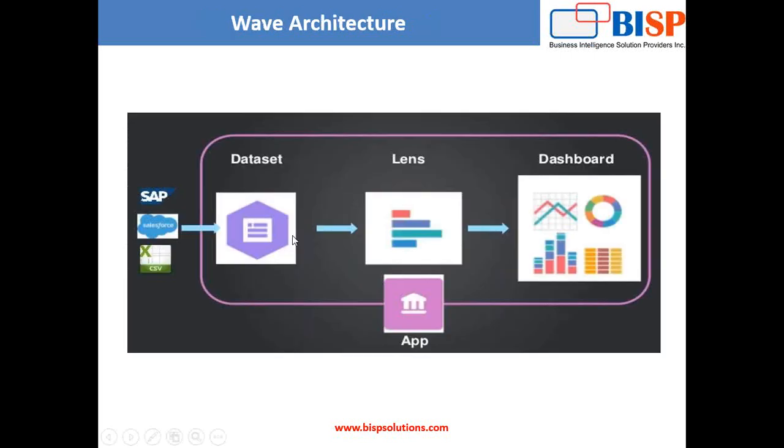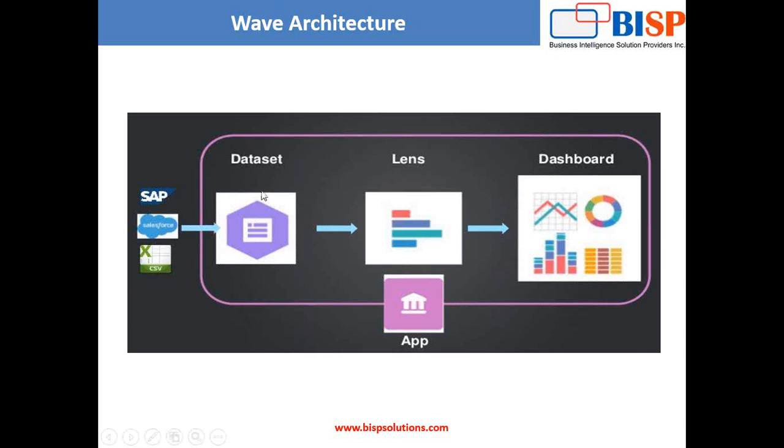So let's talk about the Wave architecture and the various components. Salesforce Wave comprises three main components: datasets, lenses and dashboards, and all of them are bundled up into an app, or a folder known as an app. This app could be a private app or a shared app. For any visualization, the very first requirement is to load the data, to bring the data into that tool, and then the visualization can be done.